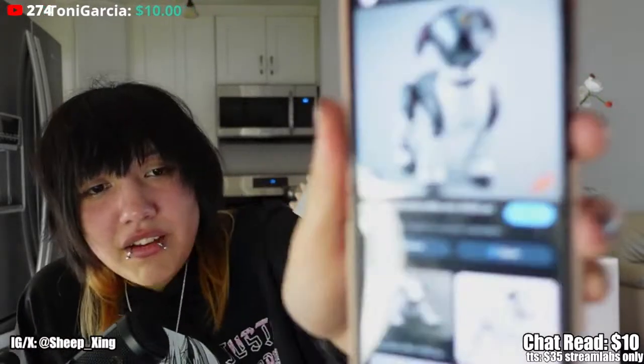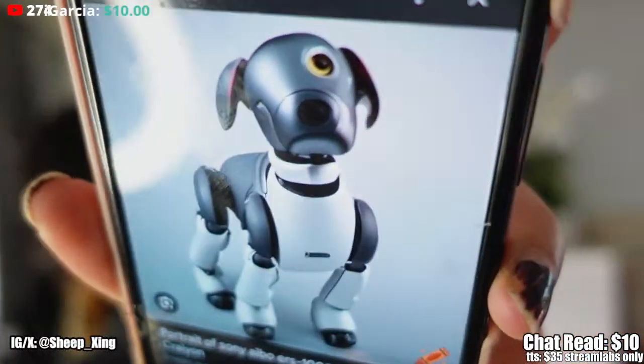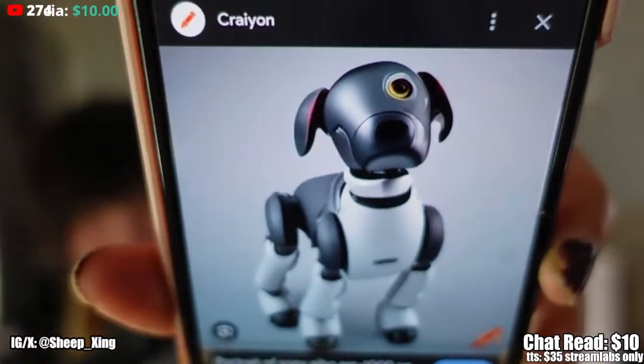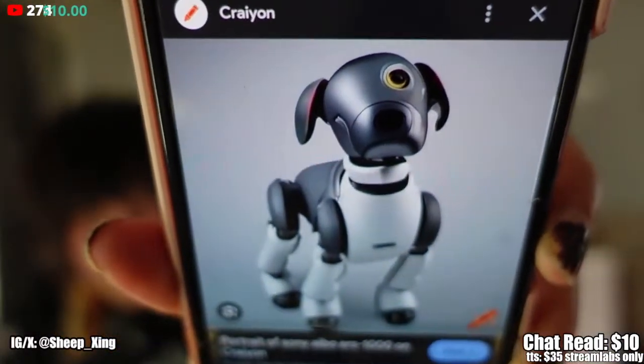Face is itchy. What the fuck is this? Why does this one only have one eye? Is this correct? Is this one good? This one looks fucked. Oops, I went too far up. Okay.